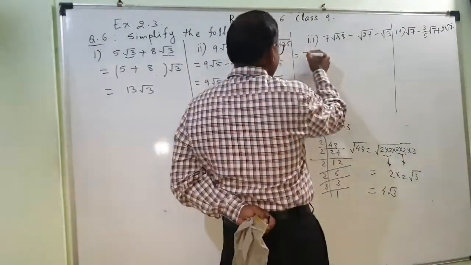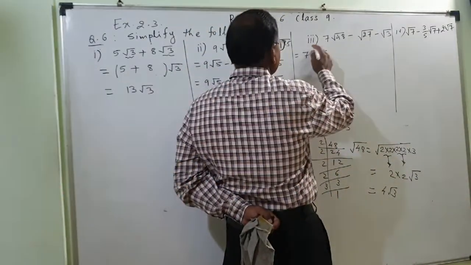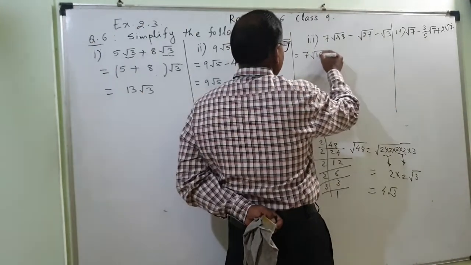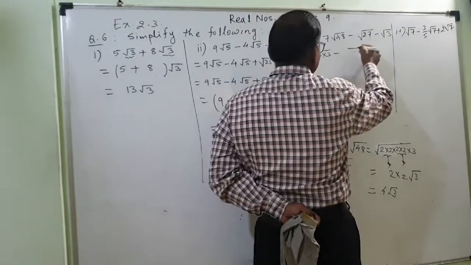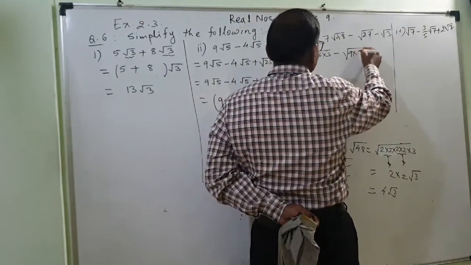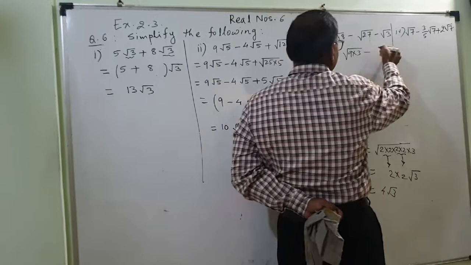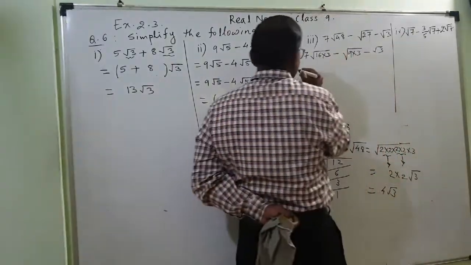So this I will write directly like this. This is 16 into 3. 16 3 the 48 minus. Similarly, this I will write as 9 into 3. 9 3 the 27 minus root 3. So that is equal to.